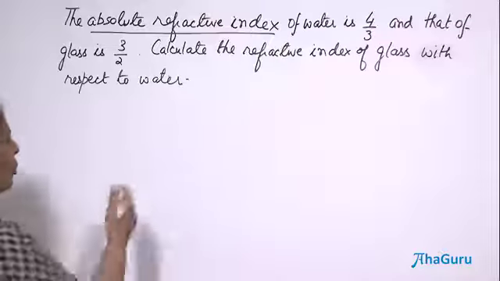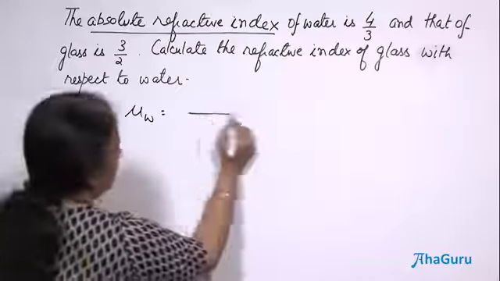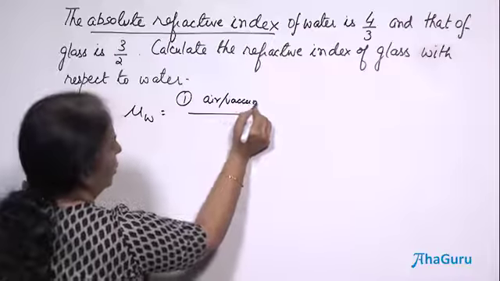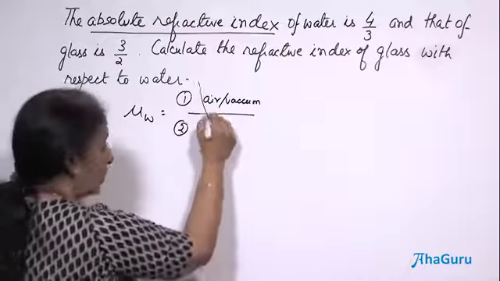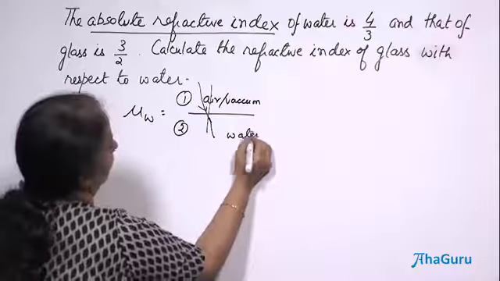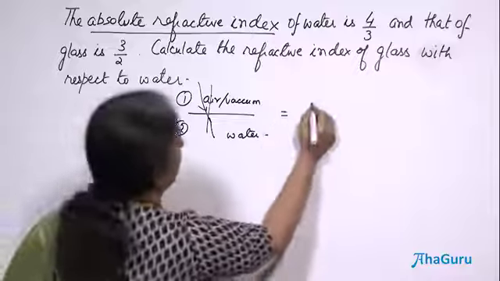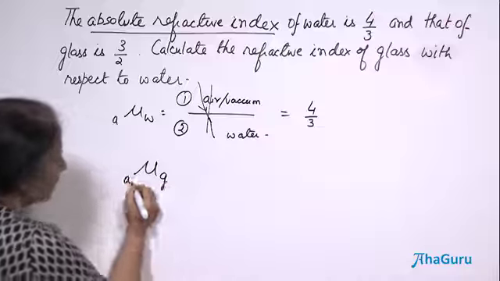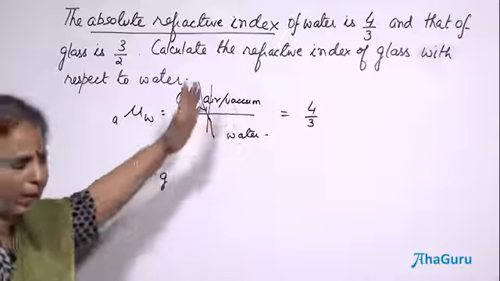So, when I say absolute refractive index of water, I actually mean the first medium is air or vacuum, we can take any of the two because the velocity of light is almost similar in both. The second medium into which the ray is coming is water. So, this is what absolute refractive index of water is, and that is given as 4/3. Similarly for glass. Since it is absolute refractive index, the first medium is air or vacuum, we can take any of the two.